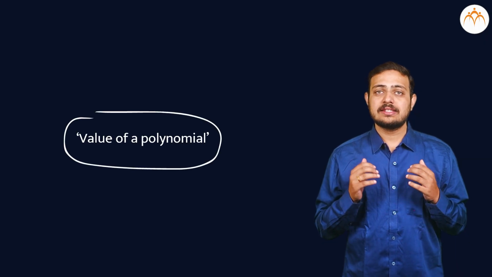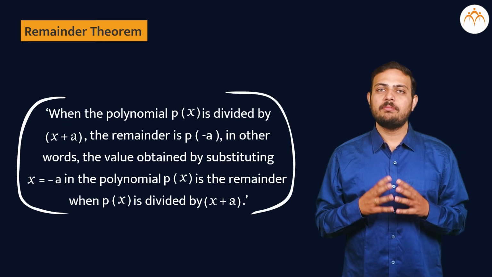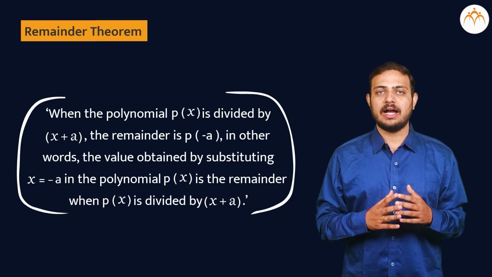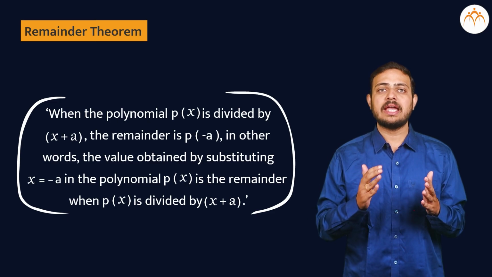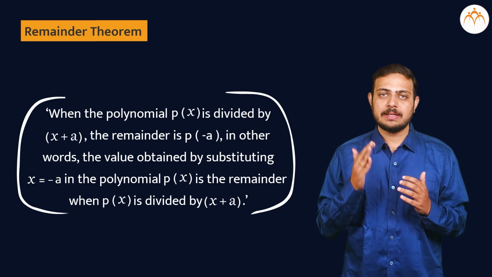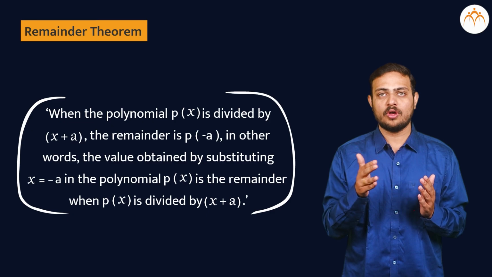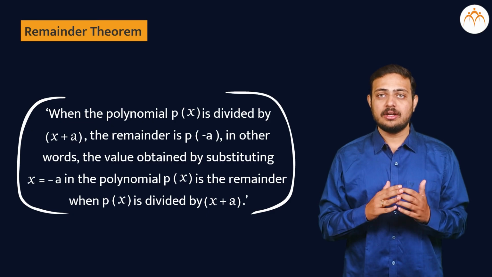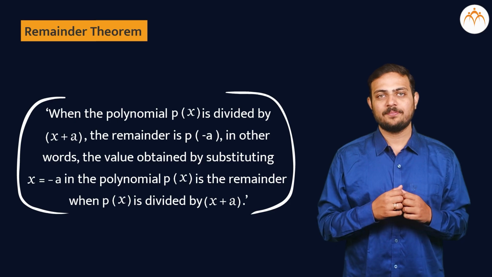Now, let's study the remainder theorem. When the polynomial p of x is divided by x plus a, the remainder is p of minus a. In other words, the value obtained by substituting x is equal to minus a in the polynomial p of x is the remainder when p of x is divided by x plus a.